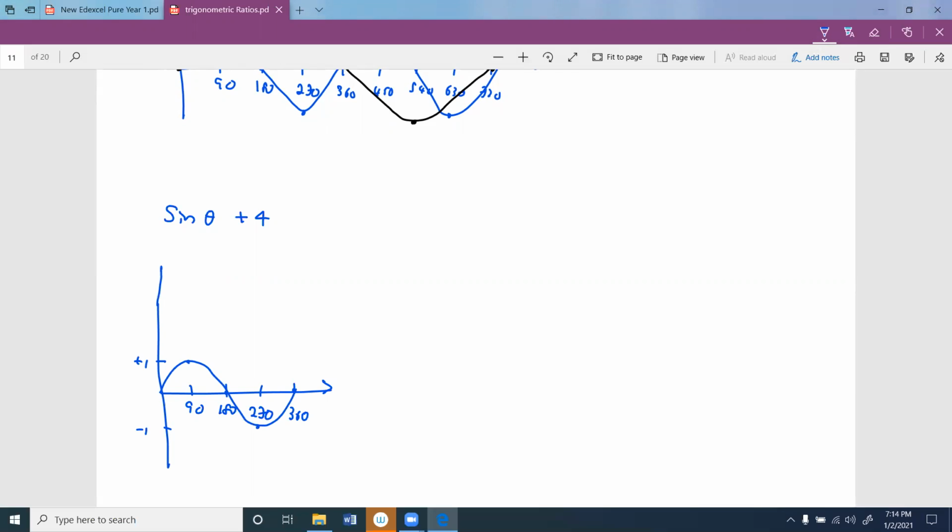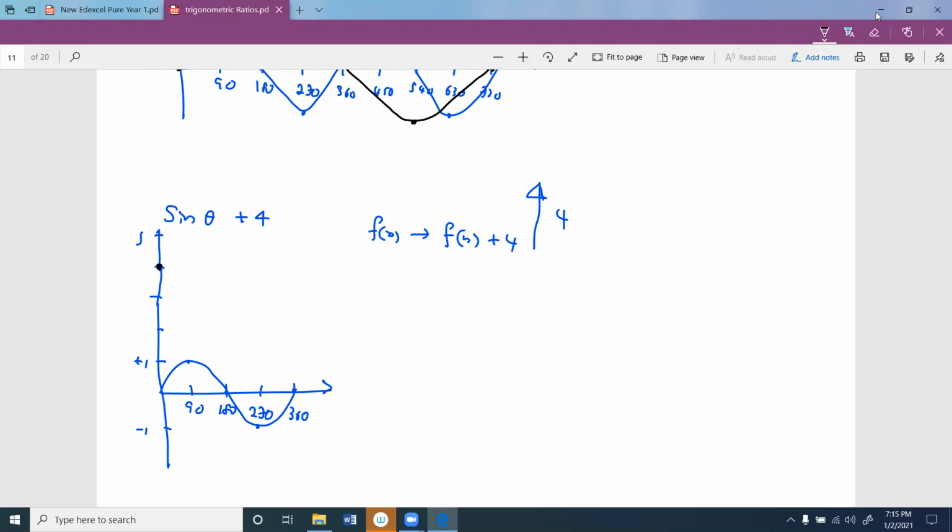Right. Then plus 4 means this is just like f(x) turning into f(x) plus 4. This is a y transformation. Y transformation means the entire graph shifts 4 units up. So this 0 point turns up to 4. It comes over here. Just work it out. It comes over here.